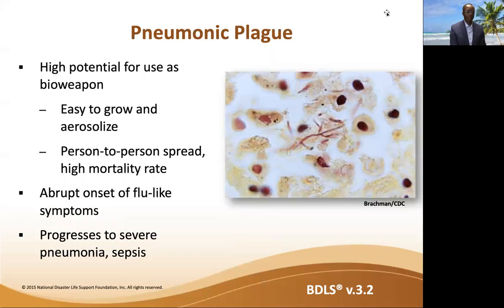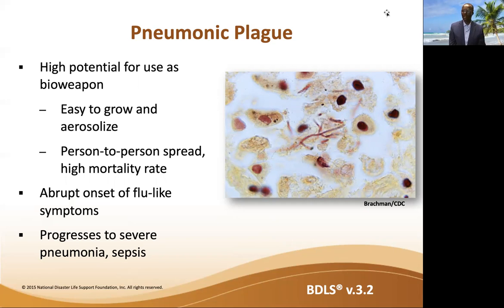Pneumonic plague. Pneumonic plague is caused by the bacterium Yersinia pestis. Plague is endemic throughout the world with multiple animal reservoirs. Did you know that the major reservoir for plague in the United States is the prairie dog? Natural outbreaks occur occasionally, particularly in the southwestern United States.